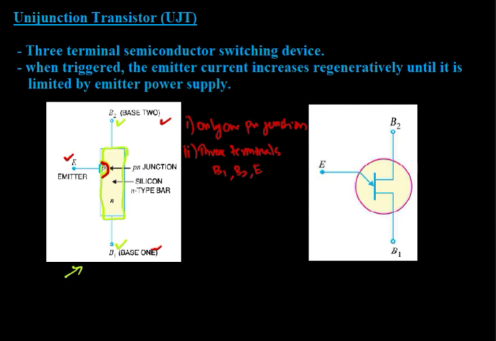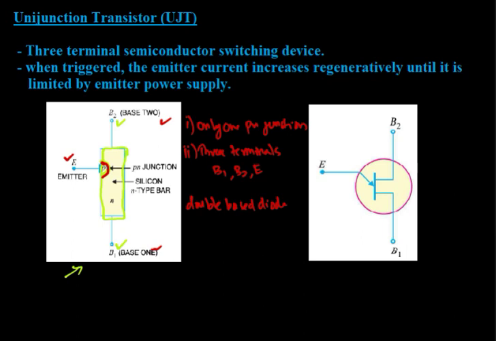Because the two base terminals are taken from one section of the diode, this device is also called a double base diode. So unijunction transistor is otherwise called a double base diode, because here we have two regions, P and N. The N is the base and P is the emitter, and these two terminals are taken from the same base. This is called a double base diode.